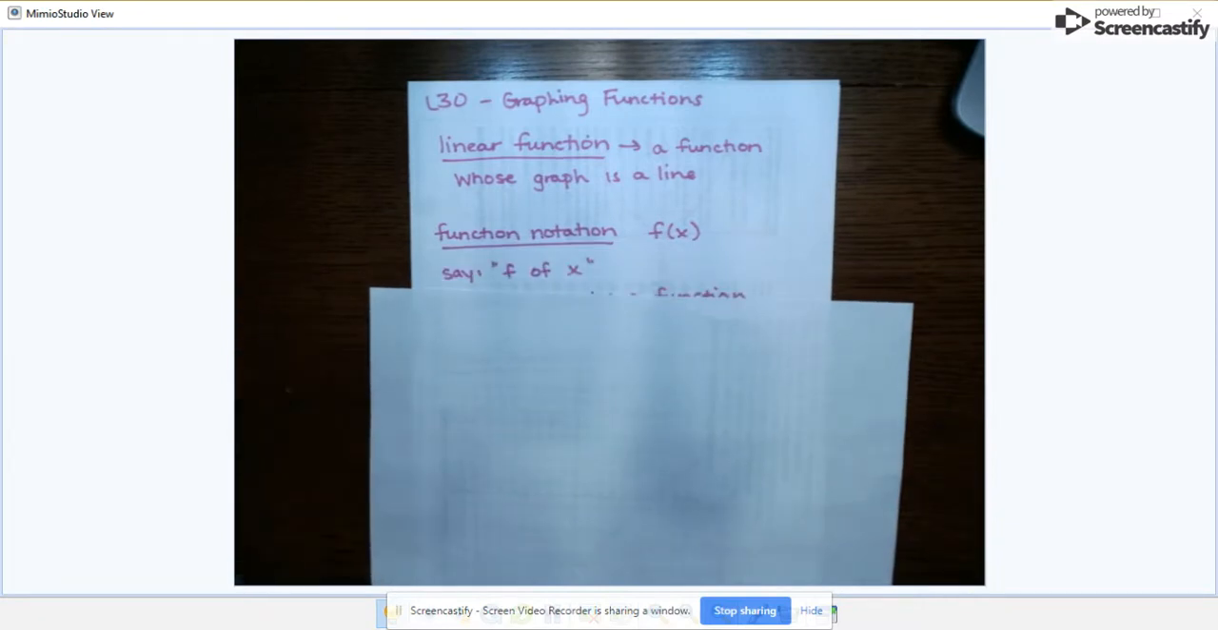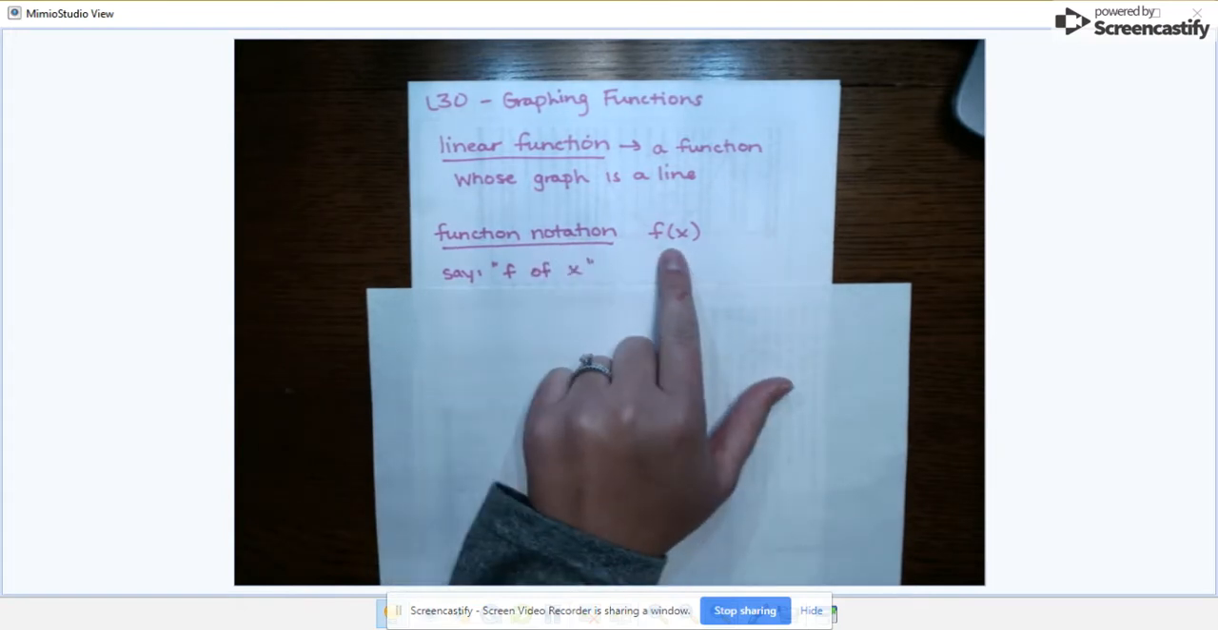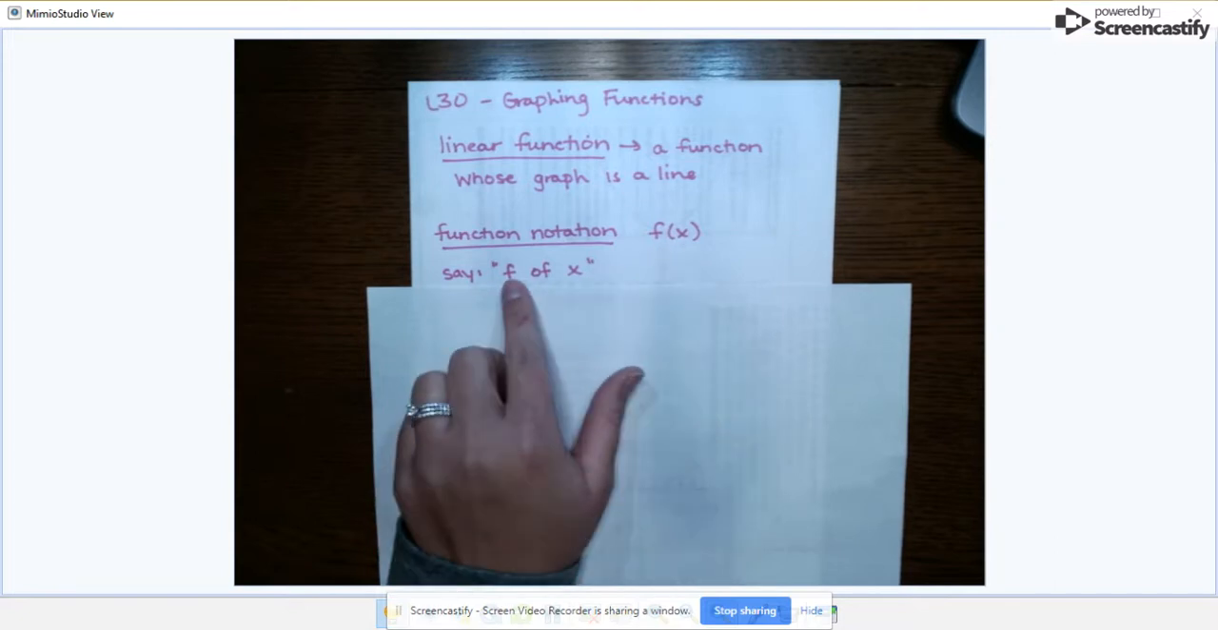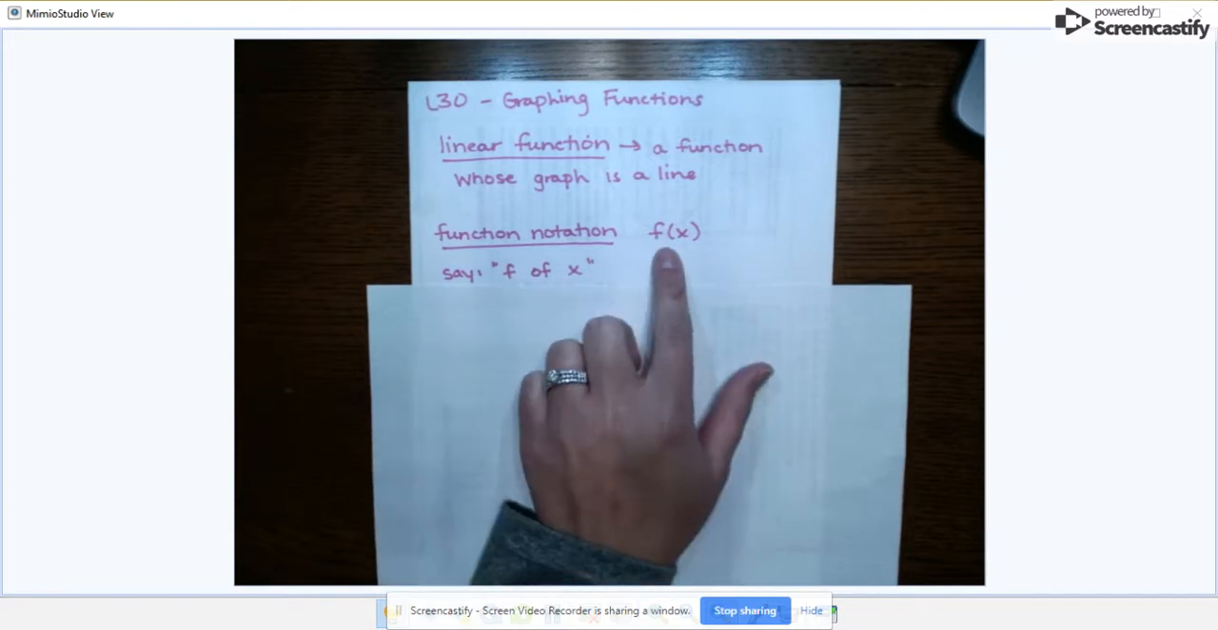So we talked about what it is to be a function. Your x values can't repeat. Your graph passes a vertical line test. But an equation is going to use this function notation. So function notation looks like this, f parenthesis x. And we say f of x. So this is f of x.